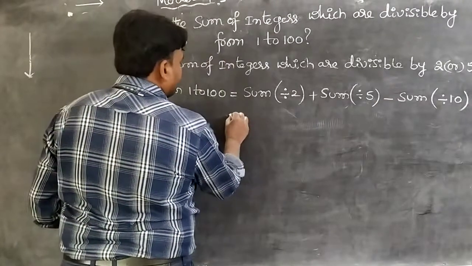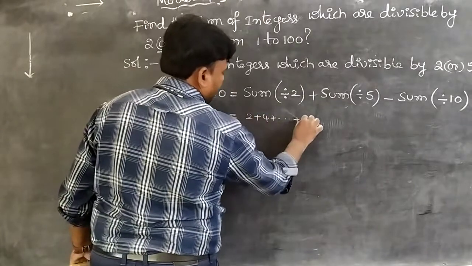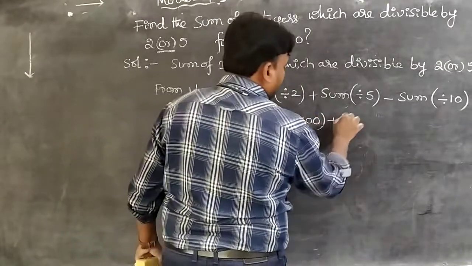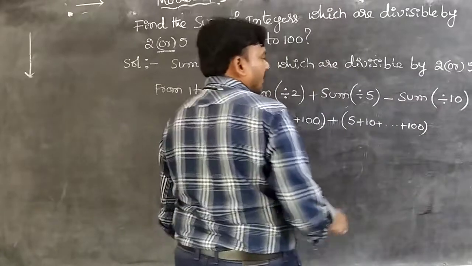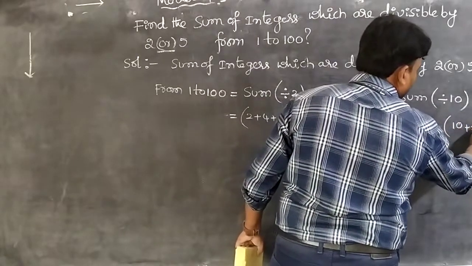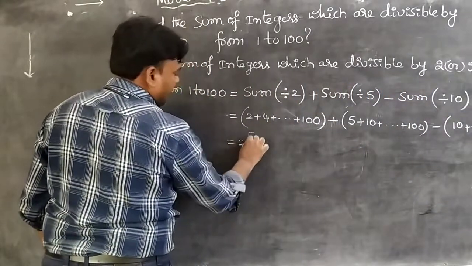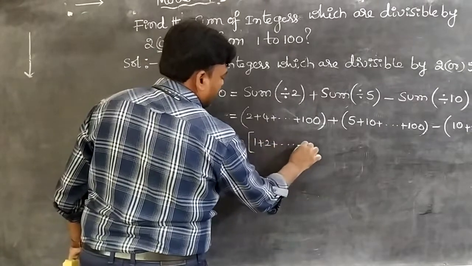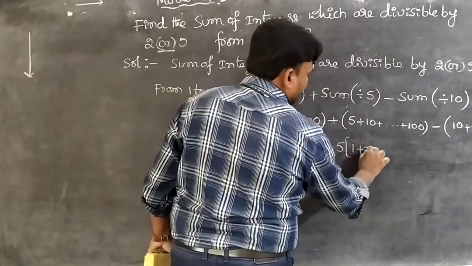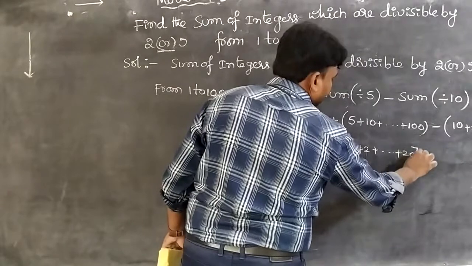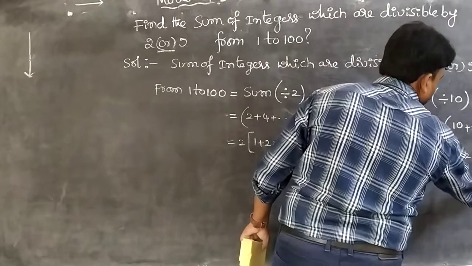So that implies the sum of numbers divisible by 2 from 1 to 100, that is 2 plus 4 and so on up to 100, and plus 5 plus 10 and so on plus 100, minus 10 plus 20 and so on up to 100. Finally, 2 as a common factor: 1 plus 2 plus 3 and so on up to 50, plus 5 as a common factor: 1 plus 2 up to 20, minus 10 as a common factor: 1 plus 2 and so on plus 10.